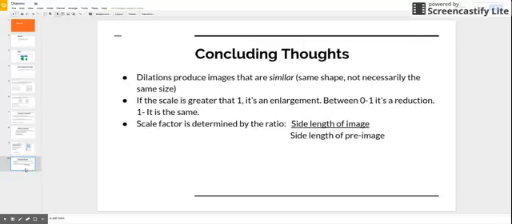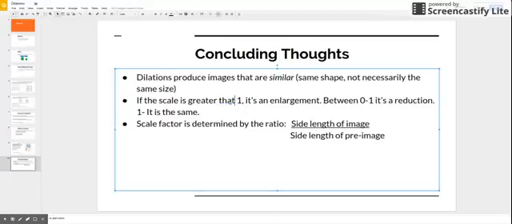Concluding thoughts. Dilations produce images that are similar, okay? Just recall what that word means. It means same shape, but not necessarily the same size. If the scale factor is greater than 1, it is an enlargement. If it's between 0 and 1, it's a reduction. If it's 1, then it's the same. And finally, scale factor is determined by the ratio, the side length of the image over the side length of the pre-image.